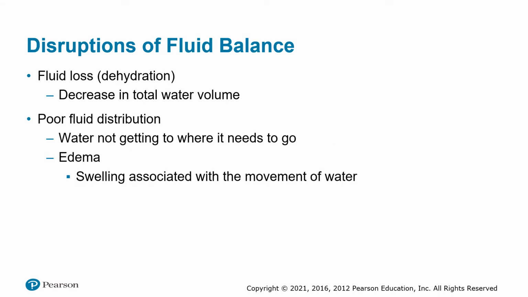When we have fluid loss or dehydration, this is a decrease in the total water volume. Poor fluid distribution is when the water is not getting to where it needs to go. Then we have edema. This is swelling associated with the movement of water. When we talk about edema, we typically talk about edema in the lower extremities because of gravity.